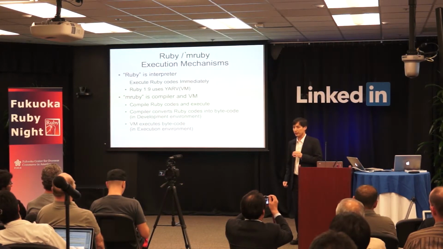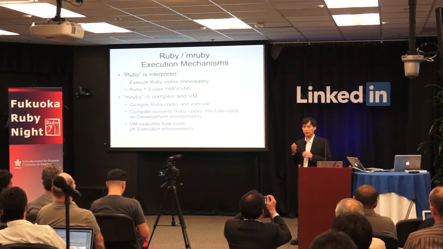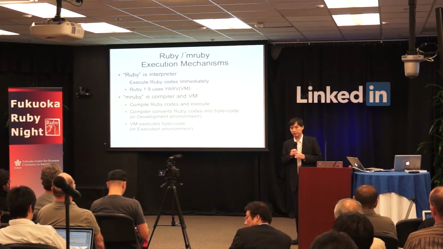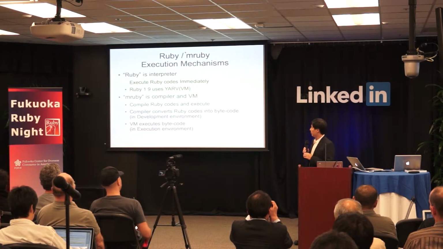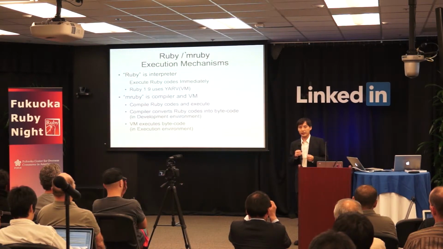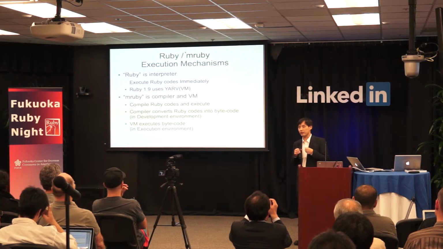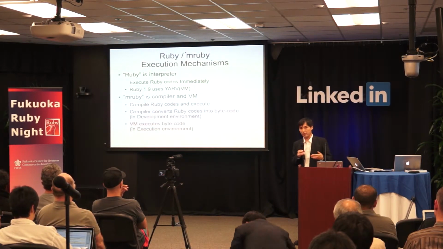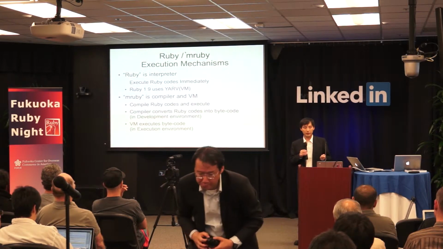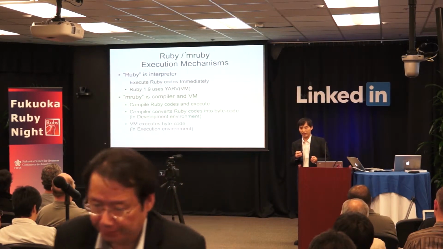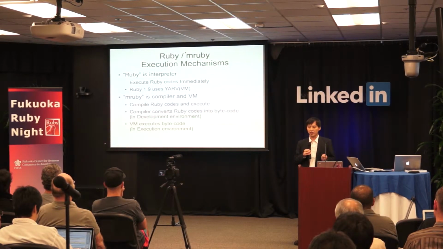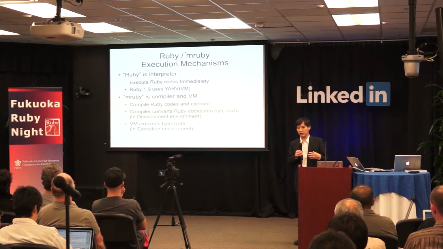Ruby is an interpreter, so once Ruby code is written, it is executed immediately. But mruby is divided into a compiler and an executor, a virtual machine. The compiler can be run on the development environment, a rich memory environment, and the virtual machine is executed on the target device, sometimes a small computer or small microprocessor.